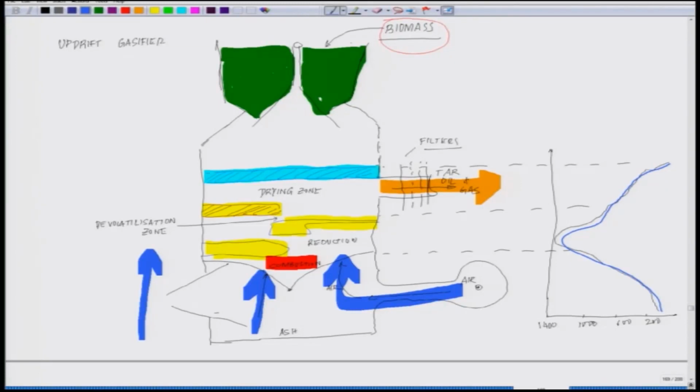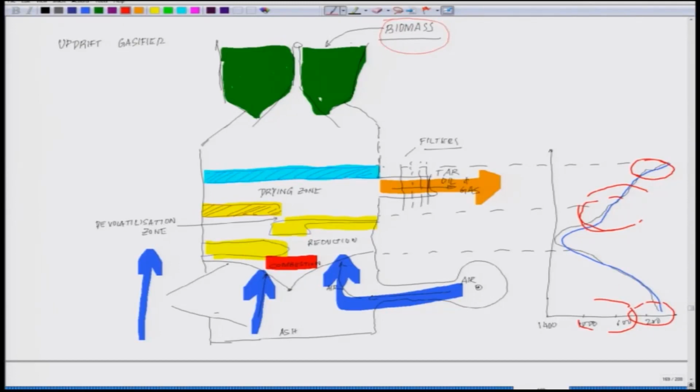The temperature varies at different parts of it. At the drying level, the temperature is in and around 200, a little more than 200. Now, if you go down to the devolatilization zone, which is out here, the temperature is hovering somewhere here.